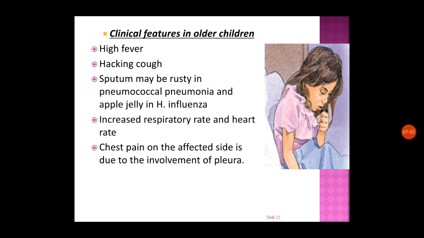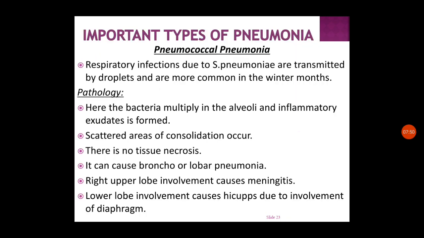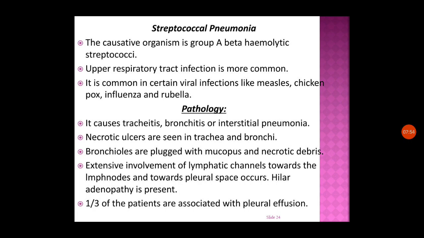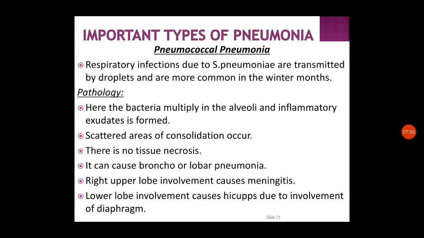Then increased respiratory rate and heart rate. Chest pain on the affected side is due to the involvement of pleura. So some of the important types of pneumonia and how the person will be presenting in these pneumonias, we can see some of the important pneumonias.